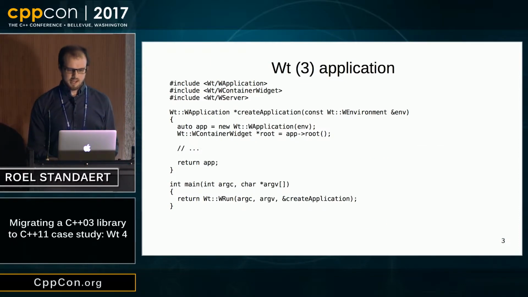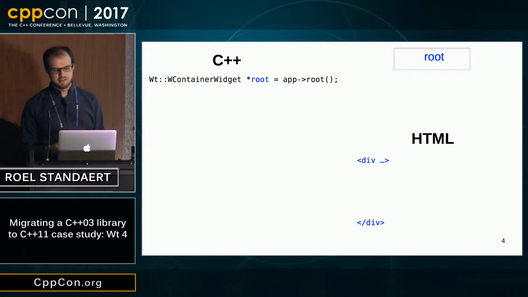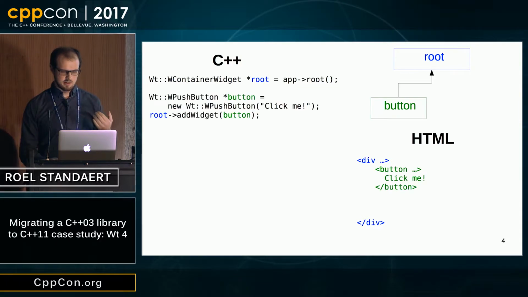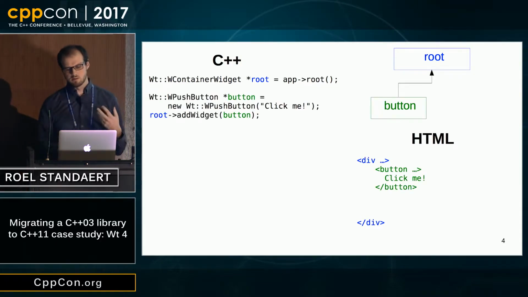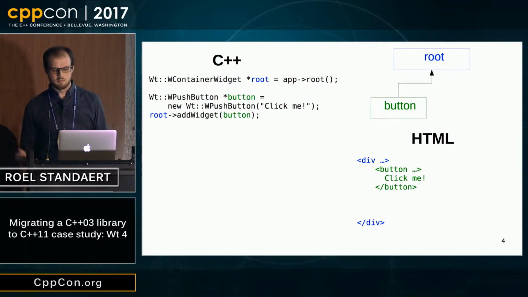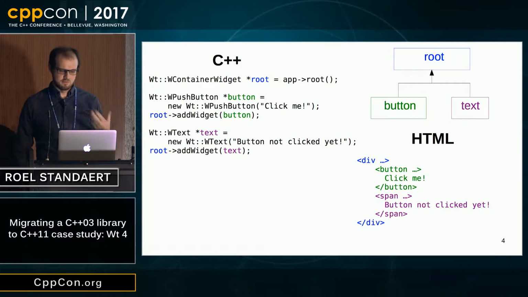So, for example, what you could do is get this container, this root, in HTML that would be a div. And then you can use addWidget to add stuff to it. So you create a button with new WPushButton, you would give it a name, and then call addWidget to add it. And you could do the same thing for some text. If you know HTML, that's kind of like a span. And you could have it say "Button not clicked yet", for example.